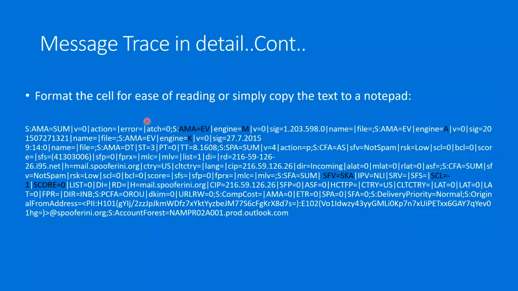SCL=-1. We have SCL scores of -1, 0, 1, and 5, 6, 7, 8, and 9. The -1, 0 and 1 normally refer to non-spam emails. The 8 and 9 represent your high confidence phishing or spam emails, and 5 and 6 represent your low confidence spam. Depending upon what is configured in your spam filter policy for high confidence and low confidence spam, the actions will be taken and the email will be sent to the respective location, either to the inbox, quarantine, or your junk folder.